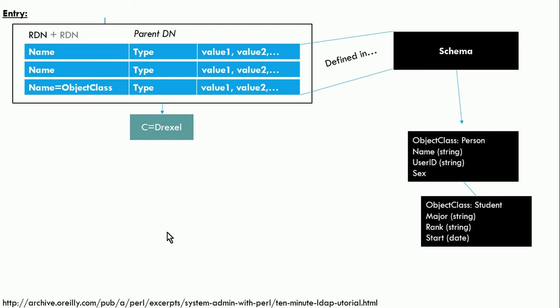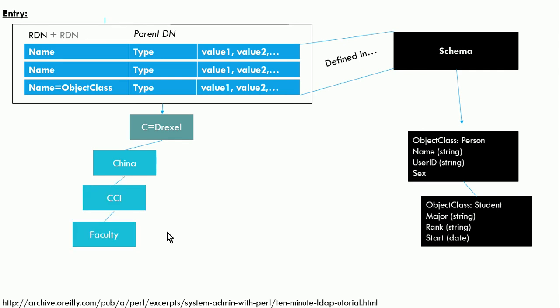Staff is a type of person, and so forth and so on. So let's say I have an object called Drexel, and that object in my schema might be the university level, or the root. And then under that root, I have a location called China. I could have a school called CCI in that location. I can have faculty in that location and a specific faculty member called Kim. All of that put together.